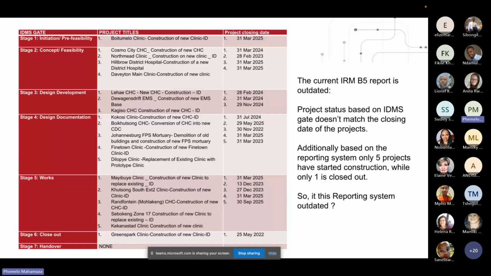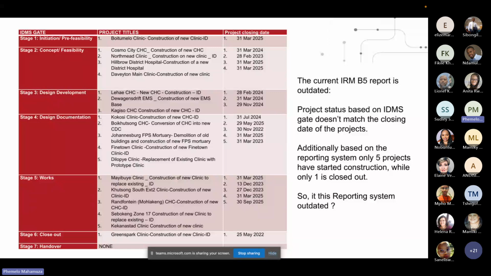Now, the report itself gives us a column which is called the IDMS gate. So this column basically tells us the stage in which the phase of construction is in. From stage 1 till stage 4, it is the feasibility stage and documentation. Then we have stage 5, which is the actual work on site. So my keen interest was from stage 5 till the handover, which is stage 7. And we started actually seeing patterns. And I would like to emphasize that the data was not manipulated nor edited in any way.